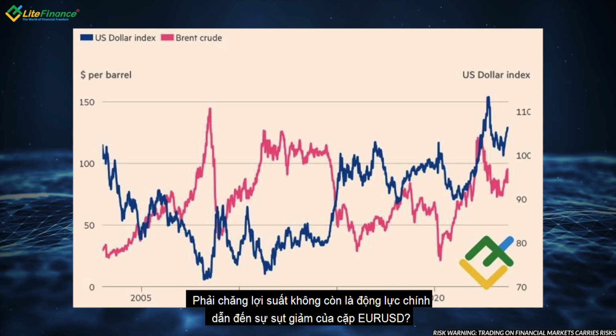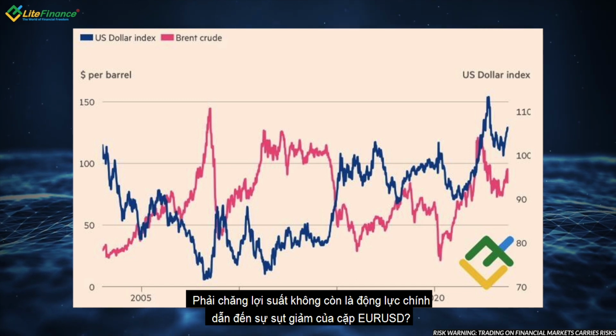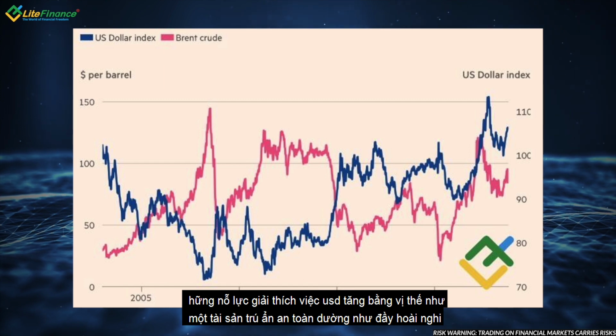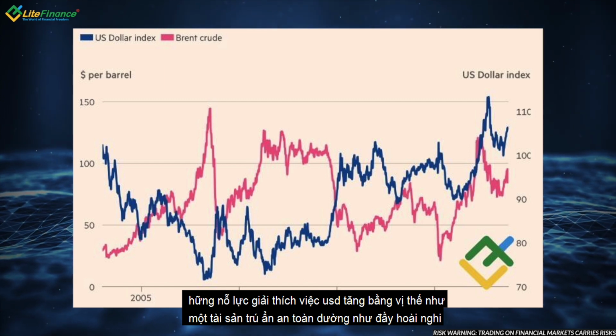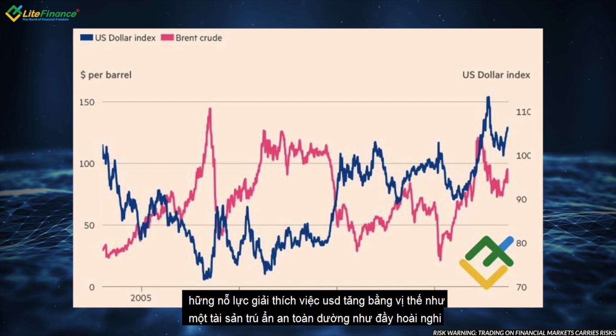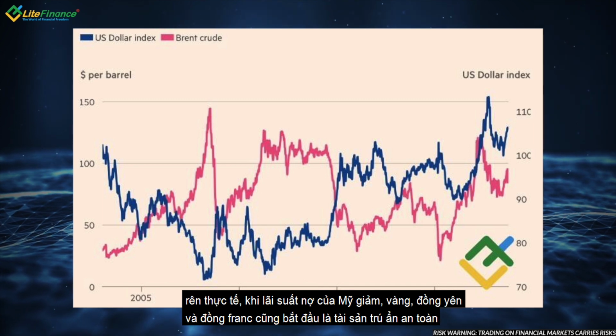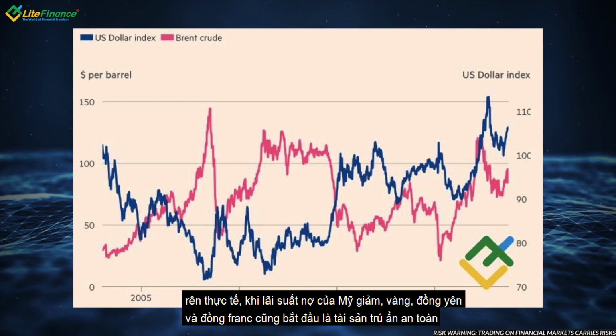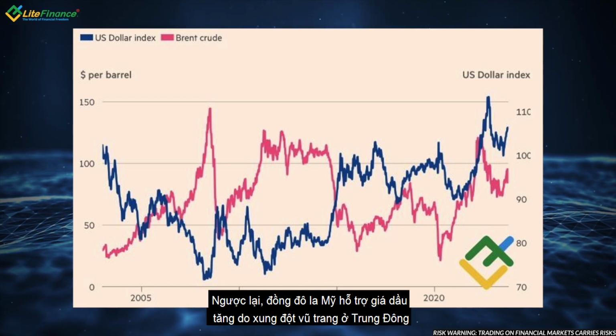Well, attempts to explain the USD strengthening by its status as a safe haven asset look skeptical. In fact, when US debt rates fall, gold, the yen, and the franc begin to act as a safe haven asset. The US dollar in turn supports rising oil prices caused by the armed conflict in the Middle East.